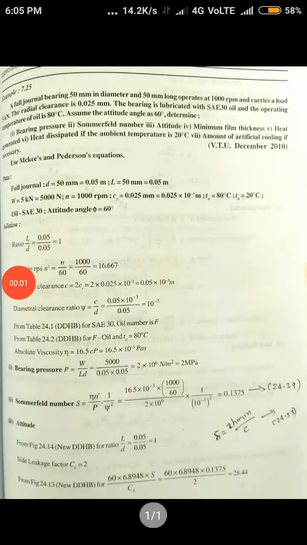Okay, so I hope you have gone through the last three problems which I have solved for lubrication. So let us take another two problems today, so we'll wind up lubrication. Let us go through this problem.